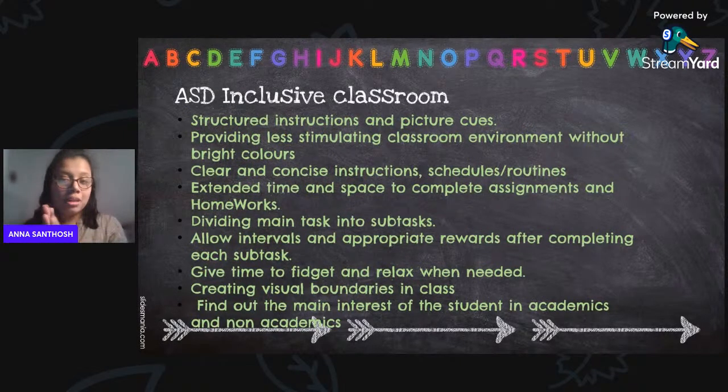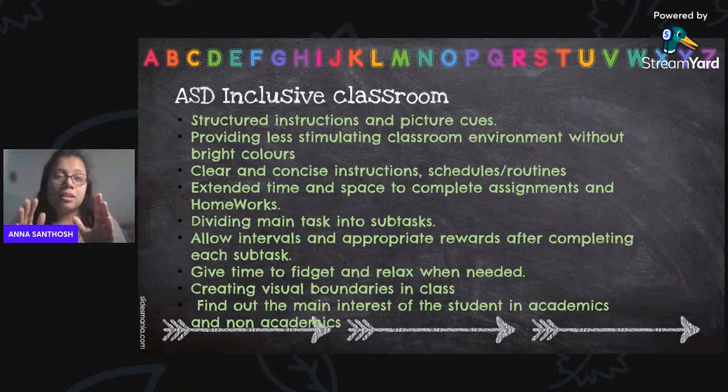And extended time and space to complete their assignments and homework. And again, here also, it would be good if you can divide the main learning task into subtasks so that they can do it with adequate intervals in between. So allow intervals and appropriate rewards for completing each subtask. That would be really good, because they need motivation, they need appreciation. So it would be really good if you could provide rewards or reinforcement to those children, especially when they are able to complete the subtask or the main task in the classroom. And give time to fidget and relax when needed.